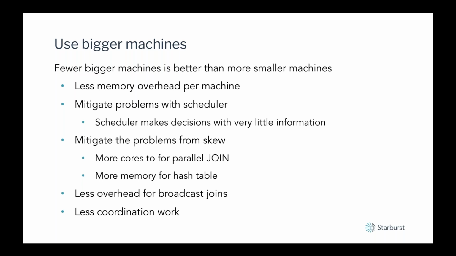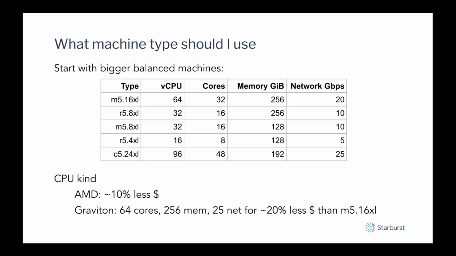So there's a bunch of other things. You get less overhead from broadcast joins because the broadcast joins replicate that table to every machine. So if you have fewer machines, then obviously you have less memory used for those. The coordinator has to talk to every machine to figure out how much work it has, etc. If you have 10 times as many machines, the coordinator's got to do all this extra work. So bigger machines. Now, what do I mean by bigger machines?